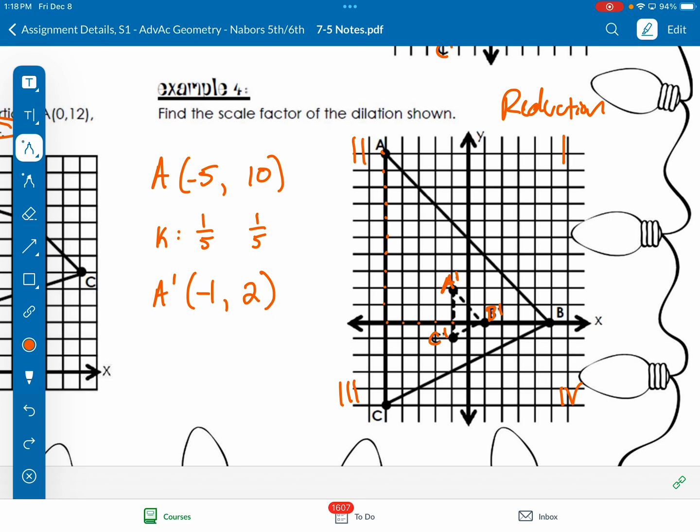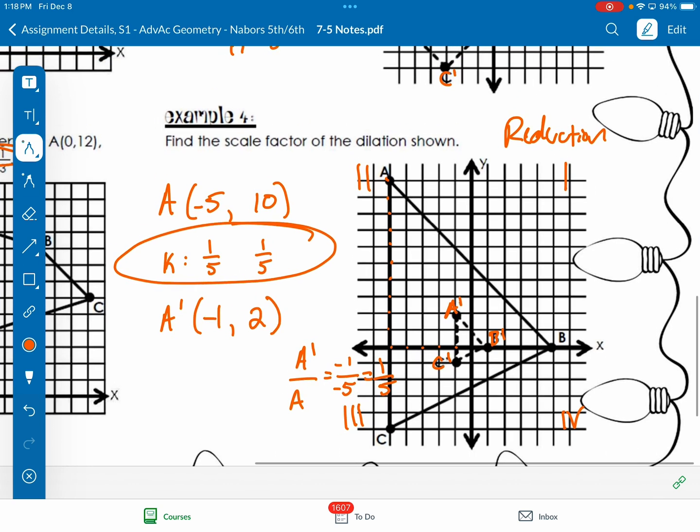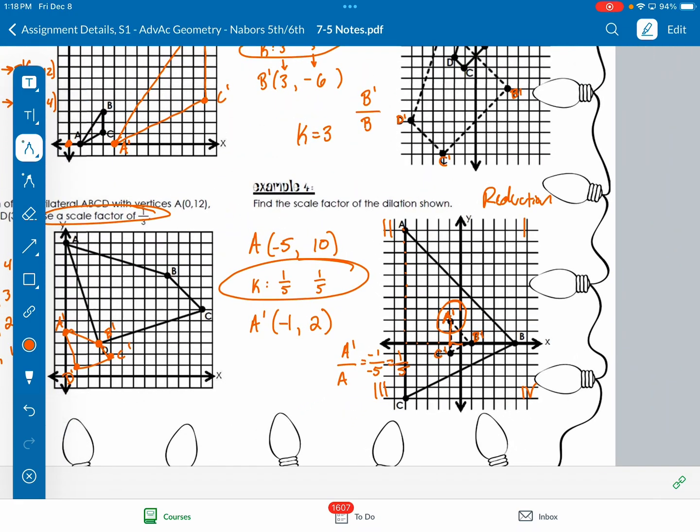So again, if you're confused where we got the 1/5 from, you take the prime and divide it by the original, you take the image and divide it by the pre-image, right? So I would take -1 divided by -5, and I get 1/5. So that's the scale factor there. Hey, Coach, I'm confused on where you got -1 and 2 from. That would be the coordinate for A prime. So you go over to -1, and you go up to +2. Any other questions?